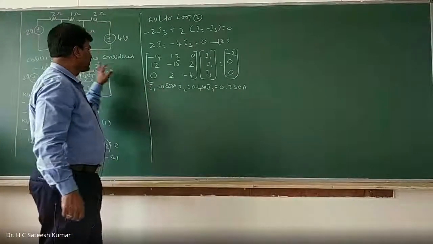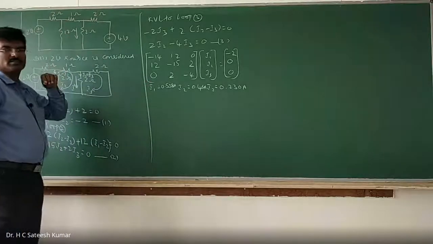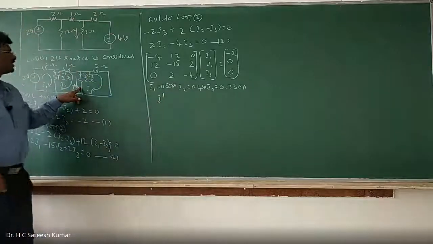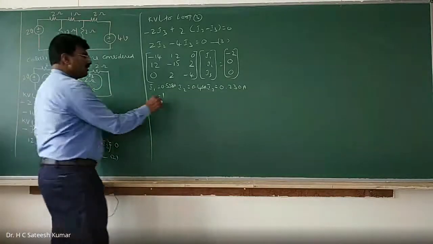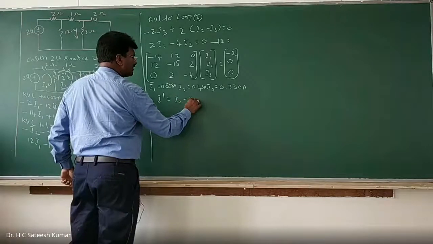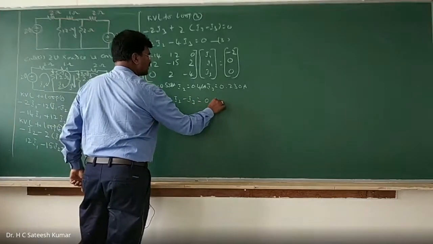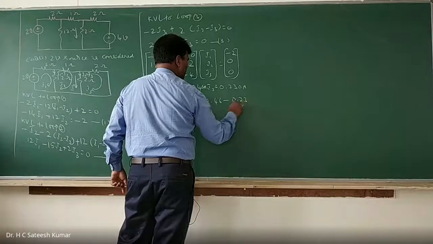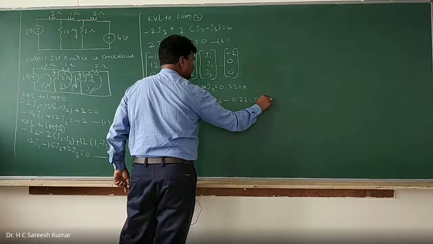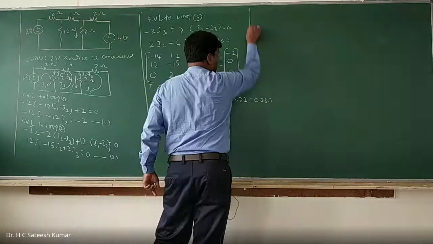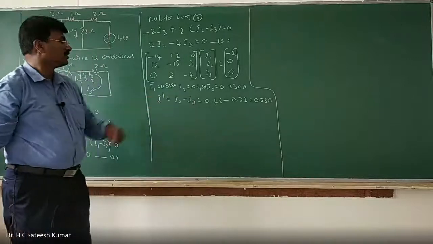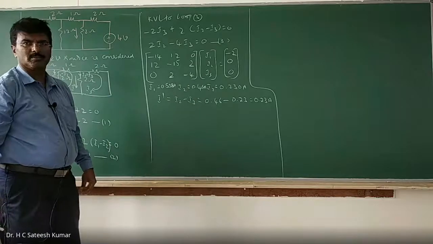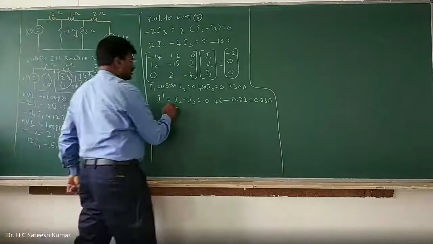This is the one. We got it. So now what do we want? Current in the 2 ohm resistor, let us say I called it I dash. This I dash is nothing but equal to I2 minus I3. I2 is 0.46 minus I3 is 0.23, which is equal to 0.23 only, no? Okay, na madam? I dash is I2 minus I3, 0.46 minus 0.23 is 0.23 only. Okay, right? So we got this answer.